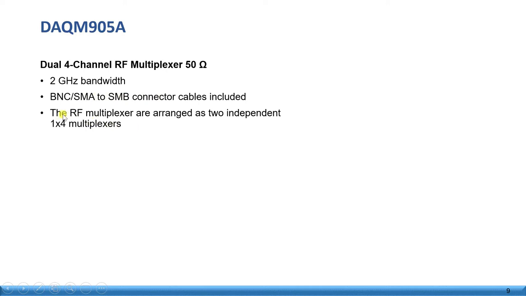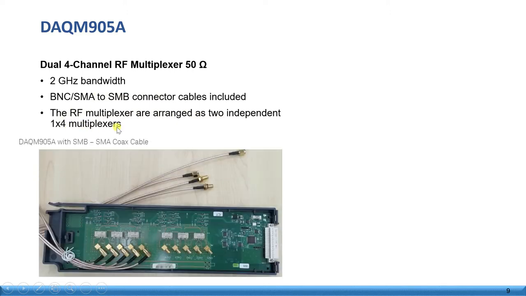M905. The RF multiplexers are arranged as 2 independent 1x4 multiplexers. This is how it looks. You can see one channel and another channel here. Each channel has one COM and 4 outputs, which is why they call it 1x4: 1, 2, 3, 4, one input and four outputs. This one is with SMB, so the SMB connector and the SMA coaxial cable. This one is channel 2.